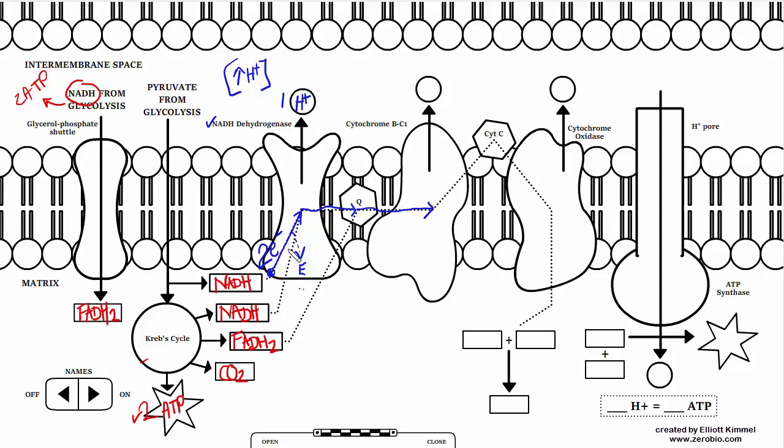Now remember, every time a complex or molecule receives electrons, it's being reduced, and the molecule giving up electrons is being oxidized. So in this first step, NADH dehydrogenase is reduced by gaining the electrons. NADH is oxidized by losing those electrons. When Q picks up the electrons from NADH dehydrogenase, it is reduced. NADH dehydrogenase is therefore oxidized. So this is a series of redox or oxidation reduction reactions.